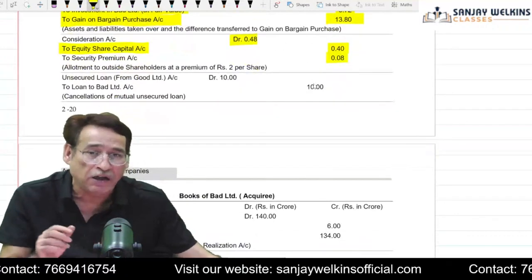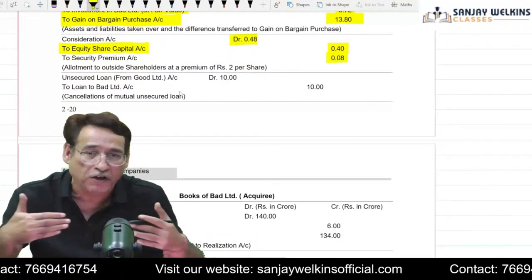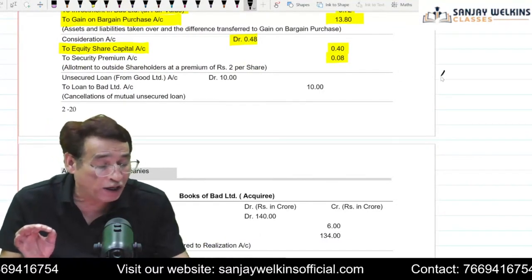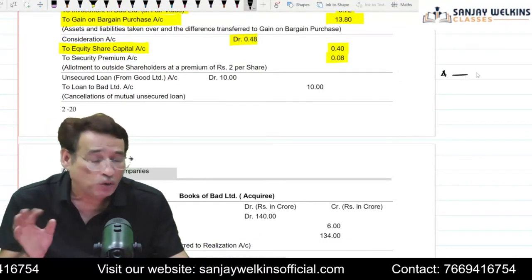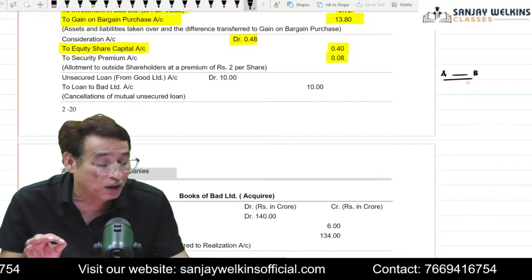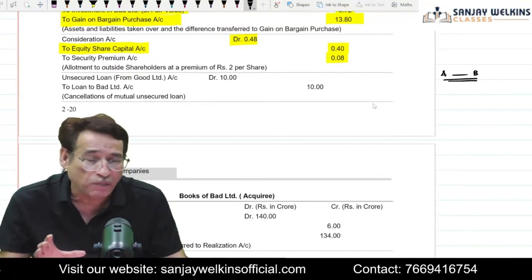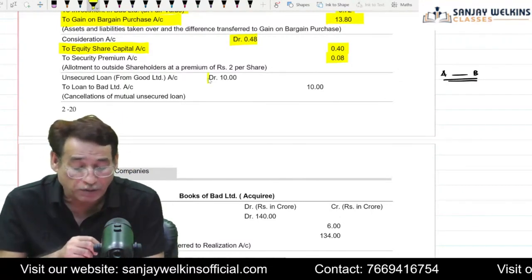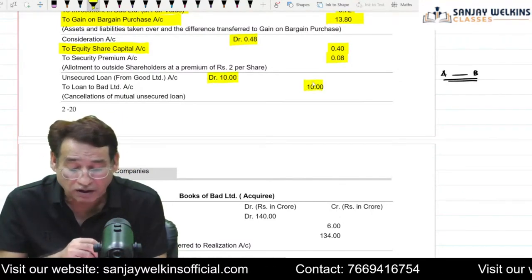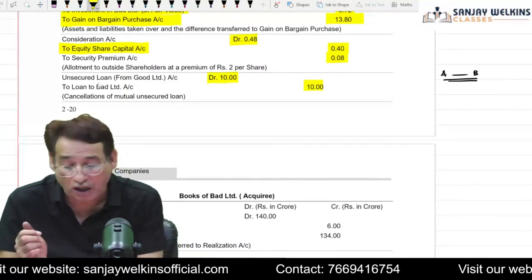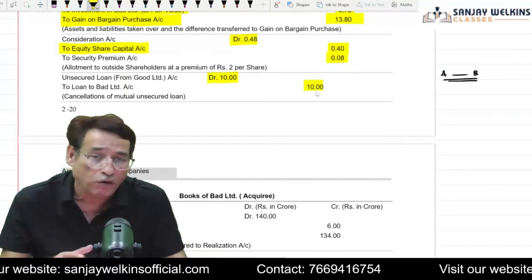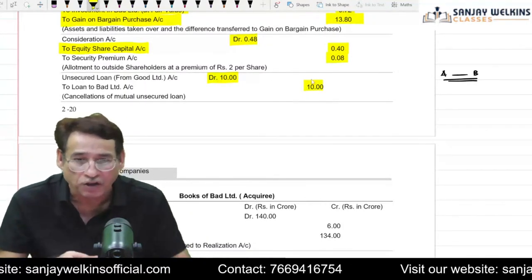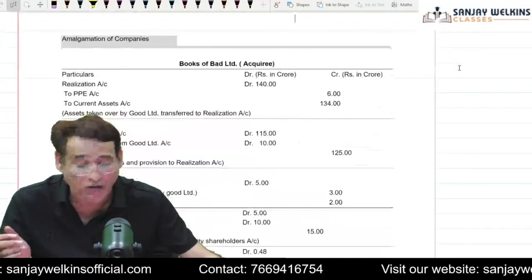And another entry with respect to cancellation of intercompany debts. I have already told you in this particular question, the acquirer company has given a loan to BAT Limited. So this will be considered an intercompany transaction. And in order to cancel out the intercompany transaction, we will debit the liability and we will credit the asset. Is it clear to you or not? So unsecured loan account debit to loan from BAT Limited, it will be canceled out and it will now not appear in the balance sheet because this loan has been canceled out.